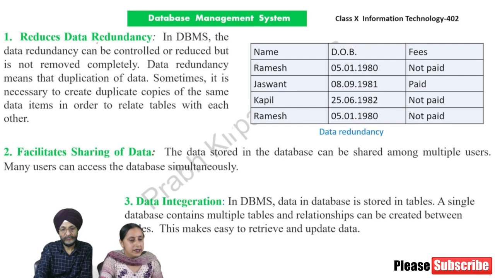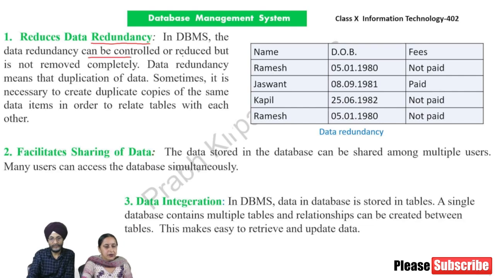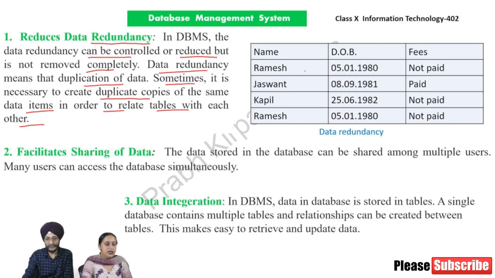Number one, reduces data redundancy. In DBMS, the data redundancy can be controlled or reduced, but it is not removed completely. Data redundancy means the duplication of data. Sometimes it is necessary to create duplicate copies of the same data items in order to relate tables with each other. The given table shows data redundancy.